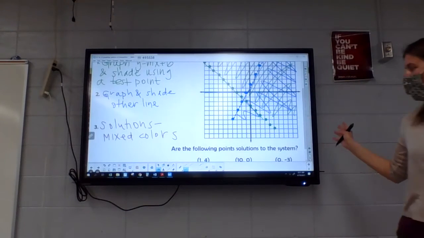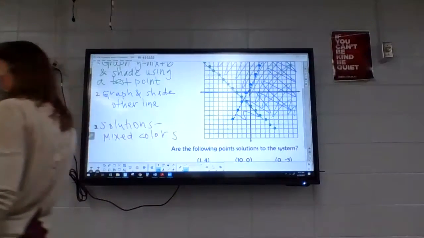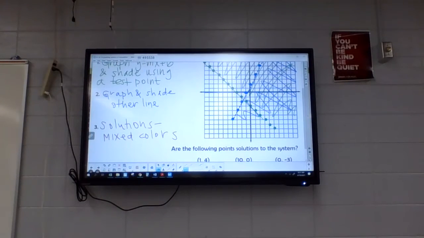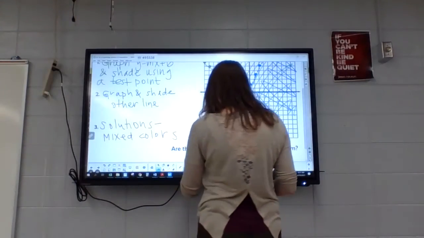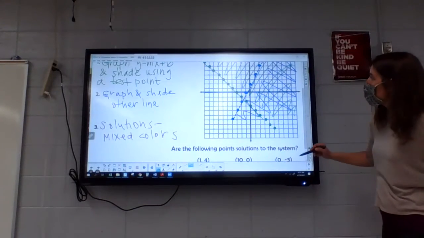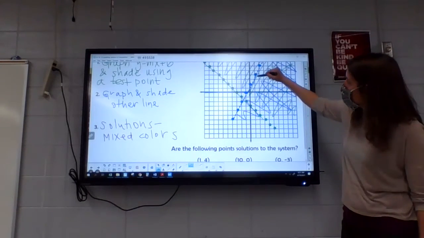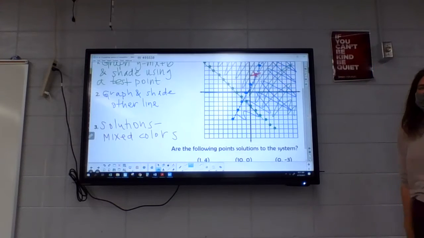So I have like 3 questions here. Are these points solutions for the system? So do the points underneath the graph there, do those work in our system? Rather than having to go and test them, I can hopefully look at my graph and be able to tell. So 1, 4. 1, 4 is right here. What do you guys think about 1, 4 there?